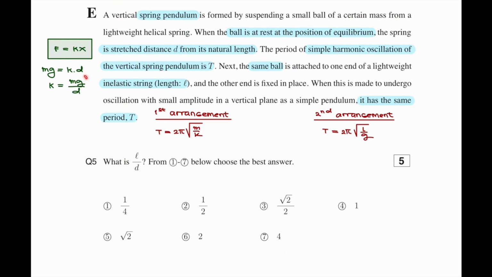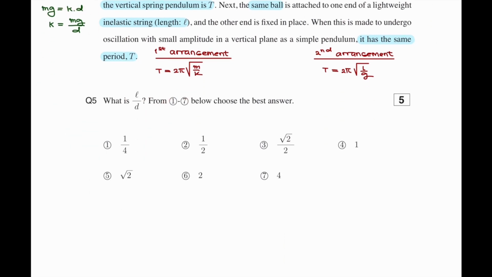So I will substitute this into our equation. Then I will get T equals 2 pi square root of m over k, which is m over mg over d. Of course, we can cancel out m here. Then I will get 2 pi square root of 1 over g over d. If we express it in a single fraction, I will get d over g.